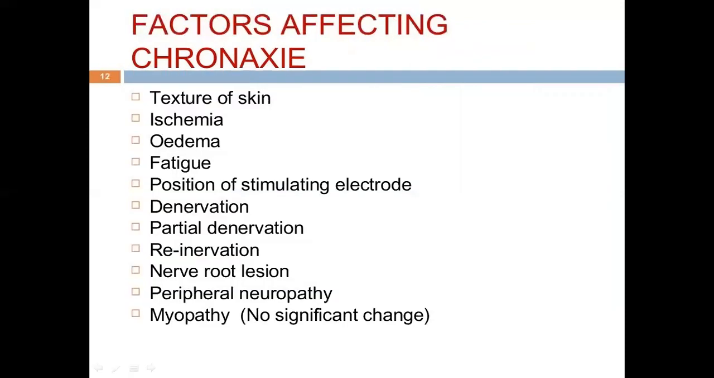Factors affecting the chronaxy. The factors affecting chronaxy are the texture of the skin, ischemia, the edema, fatigue, position of the stimulating electrode, denervation, partial denervation, re-innervation, any nerve root lesion, radiculopathy, any peripheral neuropathy, and myopathy.